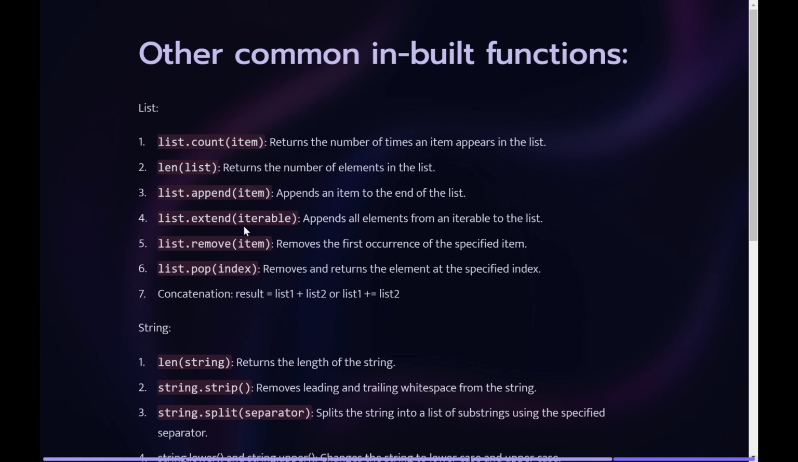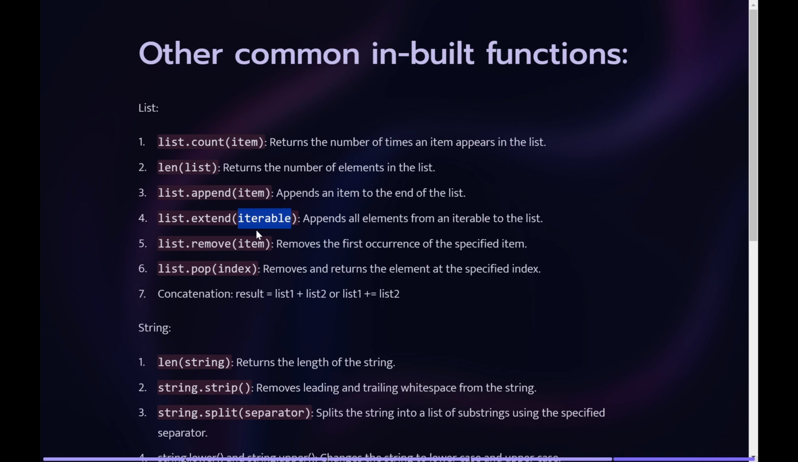List.append adds the item to the end of the list, whereas list.extend is used to add an entire list to the already existing list. Say I want to add list 2 to list 1, I can use list.extend. So list1.extend, and I can enter the list 2 inside the function.